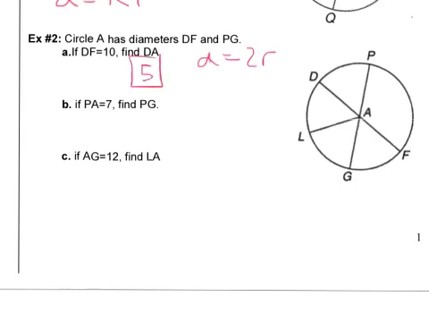And if PA is 7, there's a radius, 7, find PG. Well, if this is 7, PG has to be twice as big, so that would be 14. And lastly, it says if AG is 12, AG being this distance here, find LA. Well, these are both radii, and therefore they must be the same. So LA would have to be 12 as well. Okay. Well, let's go on to the next page.